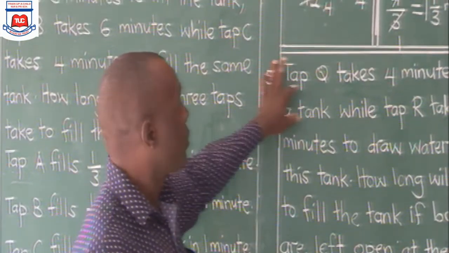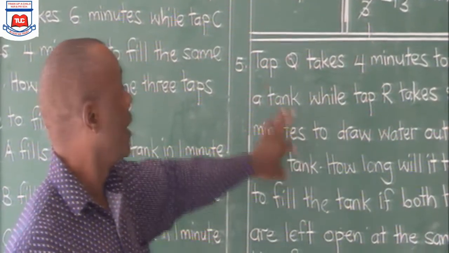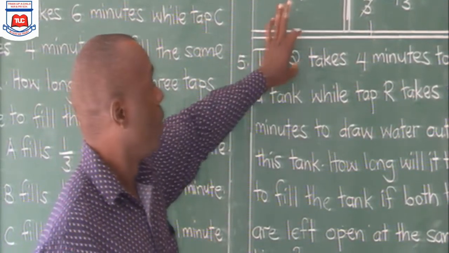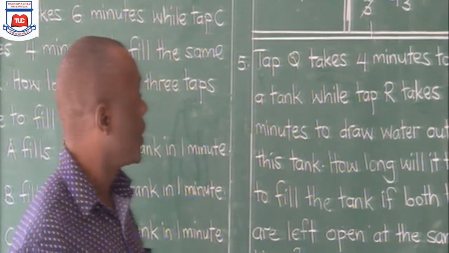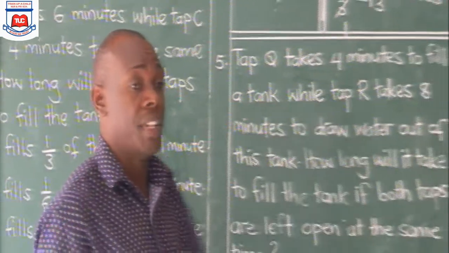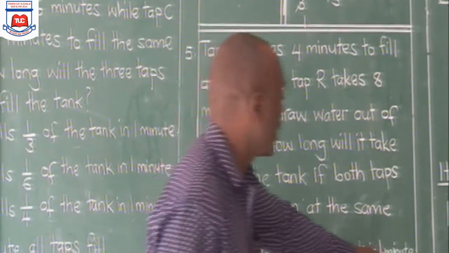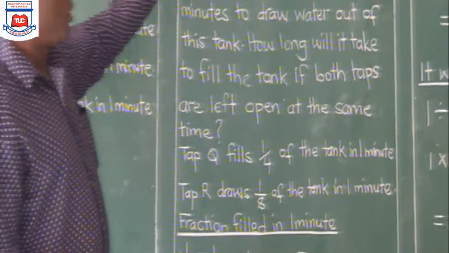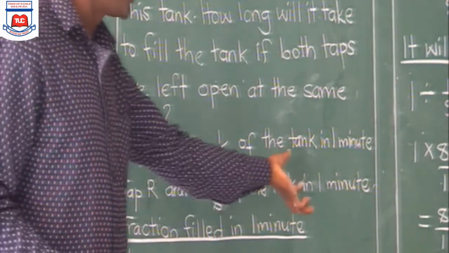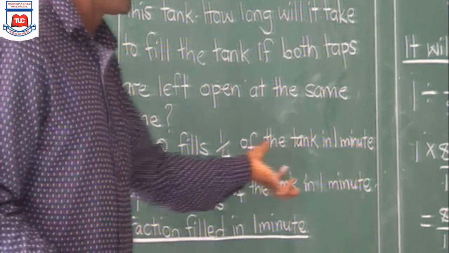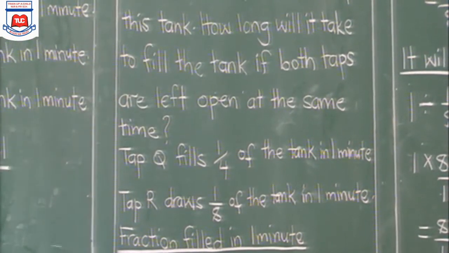So the fact being that tap Q takes less time compared to tap R, then tap Q fills in more water compared to what is actually drawn out per minute. That's why you say tap Q fills a quarter of the tank in 1 minute, because it takes 4 minutes to fill the tank. Whereas tap R draws an eighth of the tank out of the tank in 1 minute. One is drawing, another one is filling.